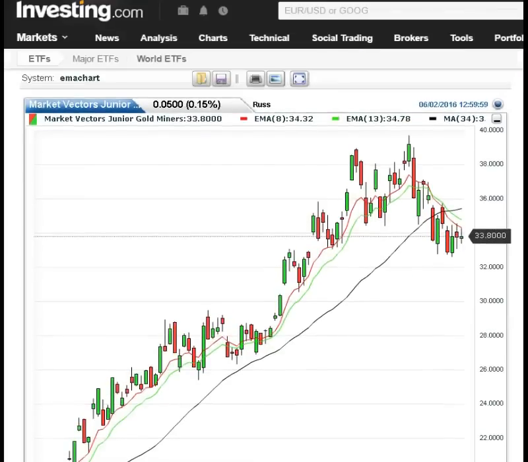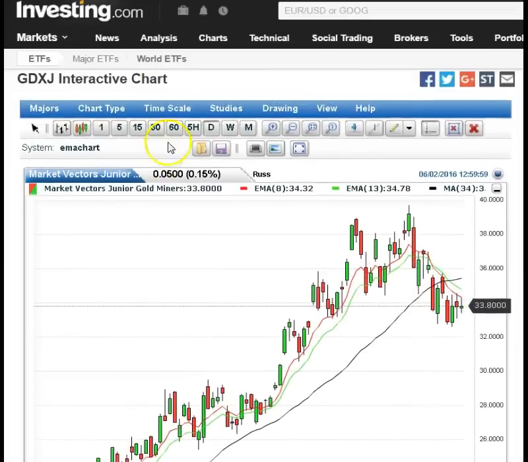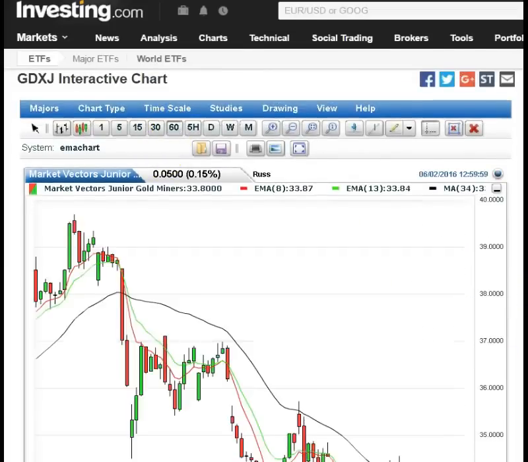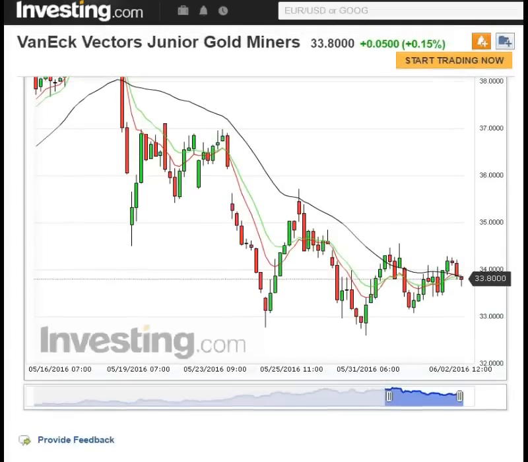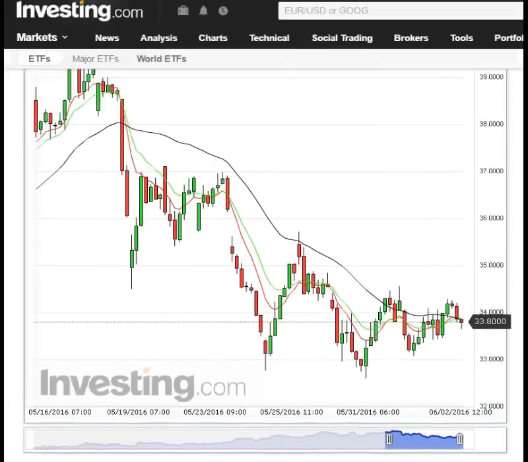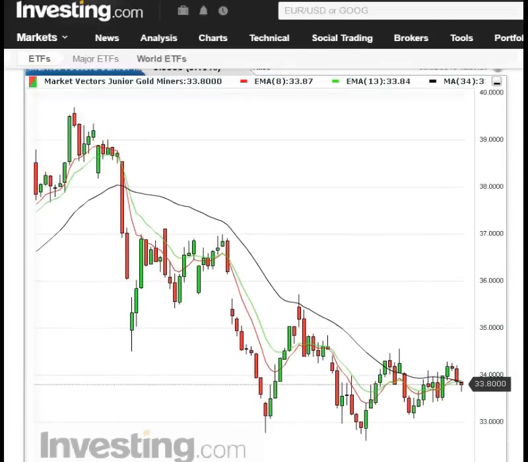GDXJ, same thing. It's below on the daily, below support levels. Lots of resistance on the way up. You can see that nasty candle right there. Let's see if we can find a reversal bar on GDXJ. A small hammer closing out the day. Closing below support.